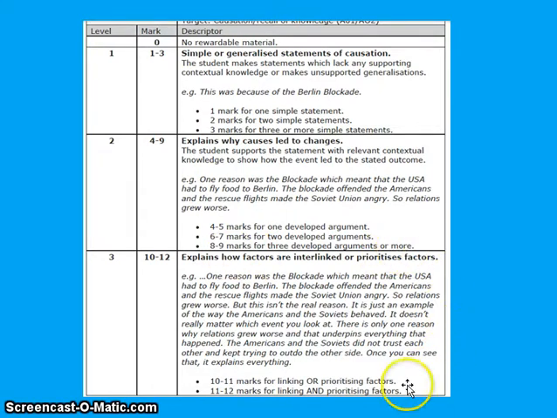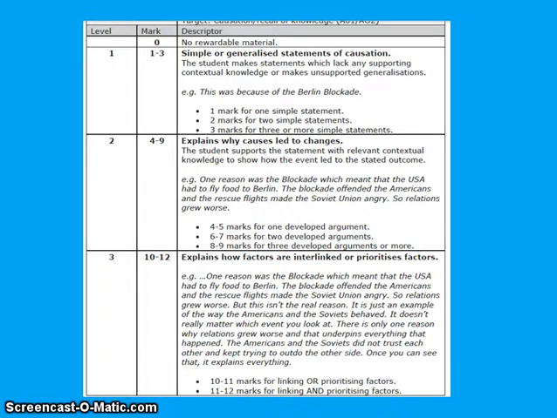Now you will see that to push it into level 3 and to start heading towards that 12 out of 12, it's about linking and prioritising. And if you do one or the other, if you're able to show links, but you don't prioritise, then you may get 10 or 11. But if you're able to link and prioritise, then you can get 12 out of 12. And that is a bit tough, especially in 15 minutes. It's not a lot of time, but hopefully by the time you've watched this video, you'll feel a bit more confident in being able to do that.